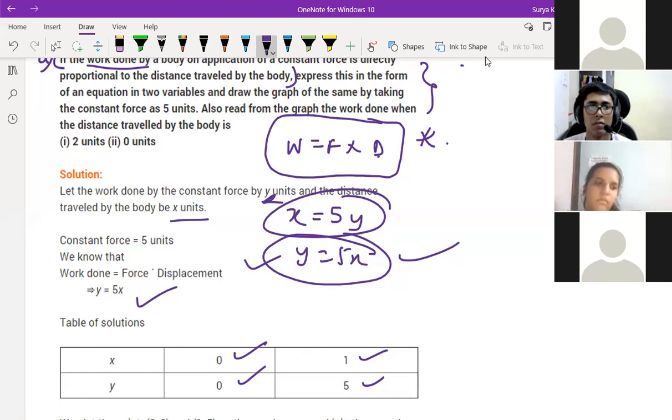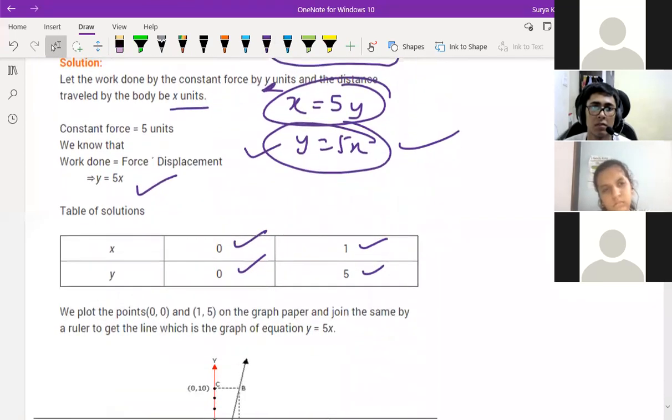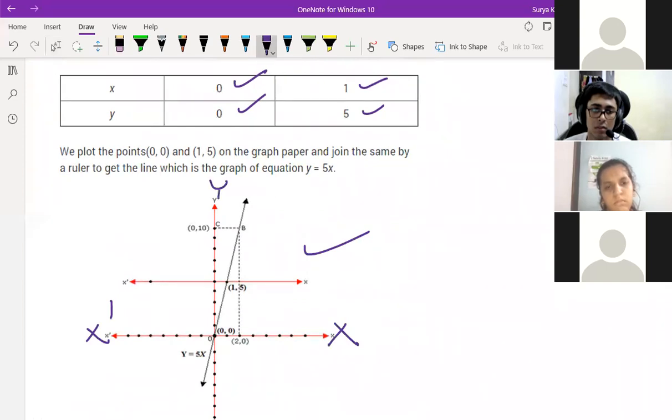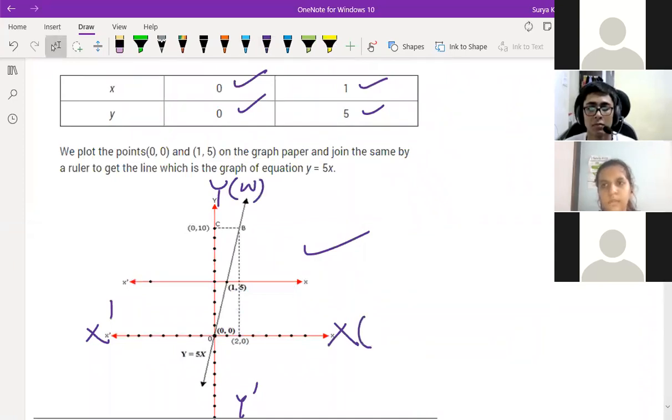Now see, the next question they have given here is: also read from the graph the work done when the distance traveled by the body is 2 and 0. Once you draw the graph, you should check that time. So this is the graph you have drawn already, right? This is your x and x dash, here is y and y dash. This is the graph for y is equal to 5x. Here y is work done and x is displacement, correct? Yes, sir.